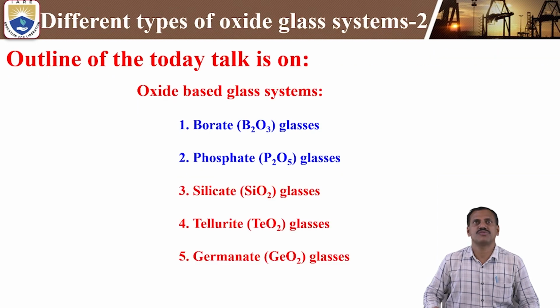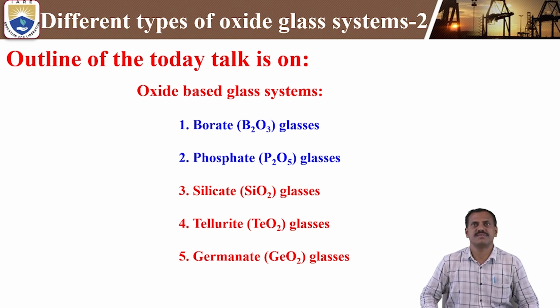Today's outline of the topic is oxide based glass systems: borate glasses, based on B2O3, and phosphate based glasses, which were discussed in the last session. Now we are going to discuss silicate based glasses, that is silicon dioxide SiO2 based glass systems, tellurate based glass systems, TeO2, that means tellurium oxide doped glass systems, and germanate glasses, that is germanium oxide doped glass systems. These are the three types of glass systems we will discuss: silicate based, tellurate based, and germanate based glass systems.